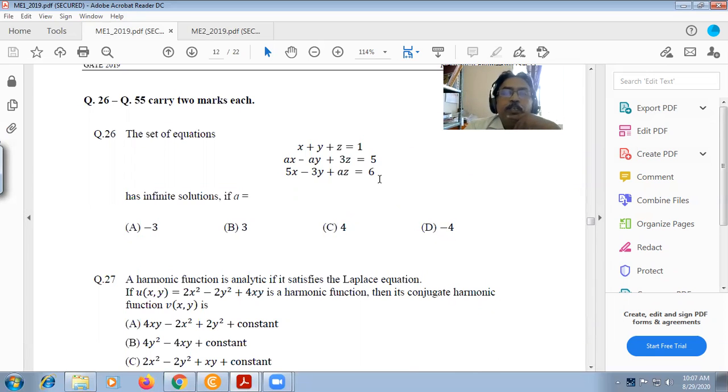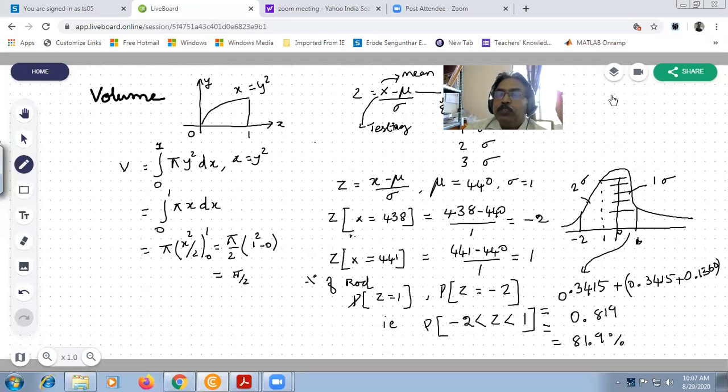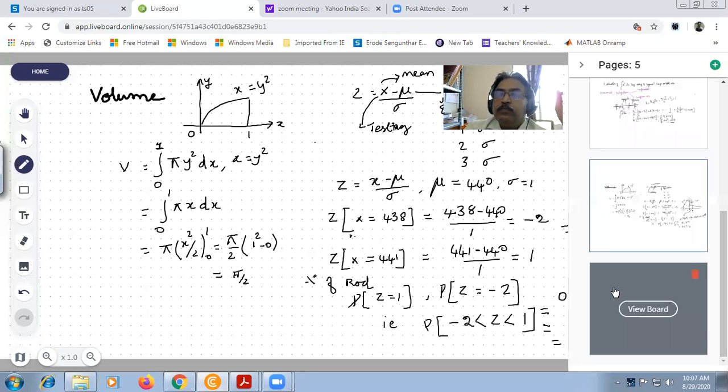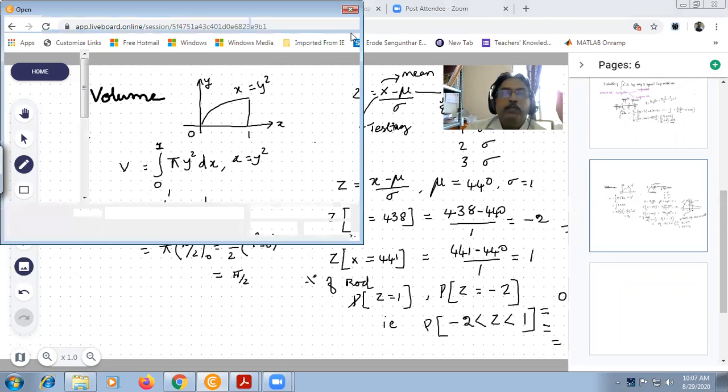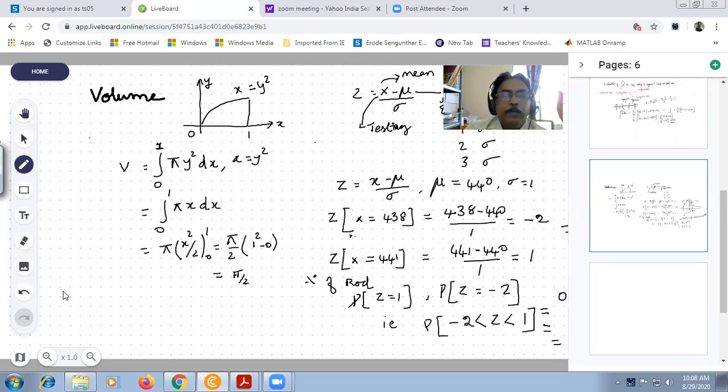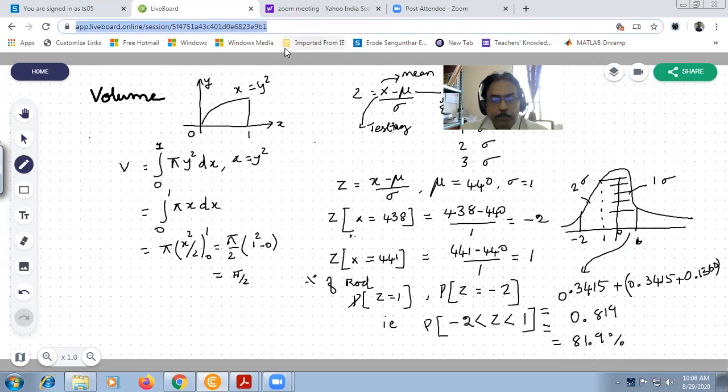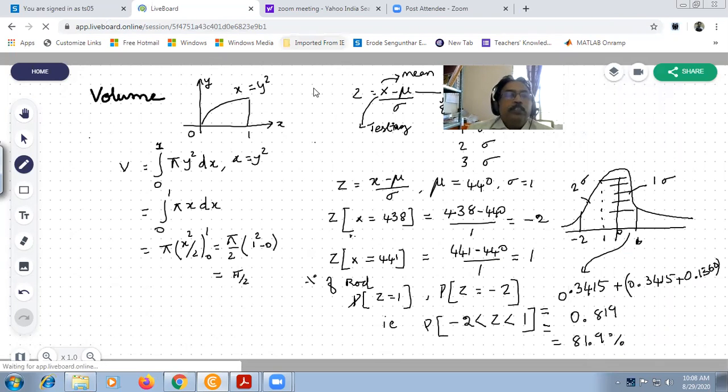x plus y plus z is equal to 1, ax plus ay plus 3z is equal to 5, 5x minus 3y plus az is equal to 6 has an infinite number of solutions. We know Roche's theorem.